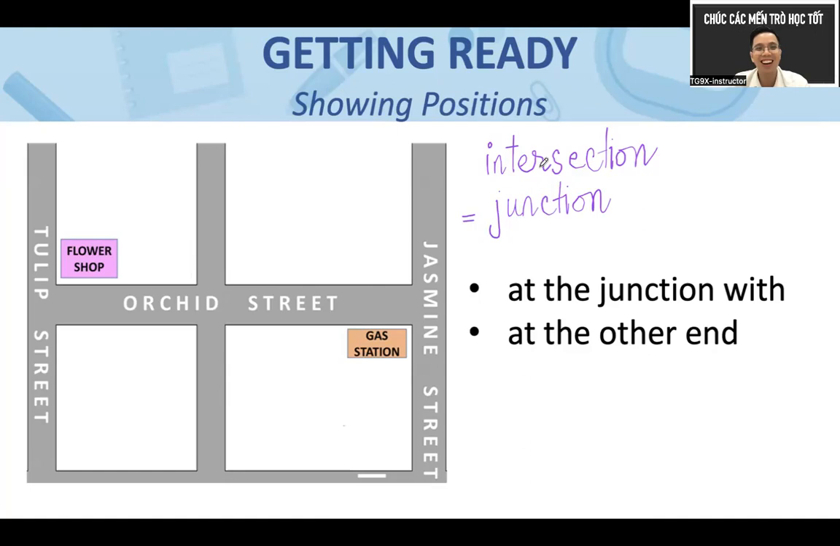Try to remember English. Don't translate. You don't need to translate, you just need to understand, right? Crossroads. So something like that, right? And so the flower shop is at the junction of Tulip Street with Market Street.